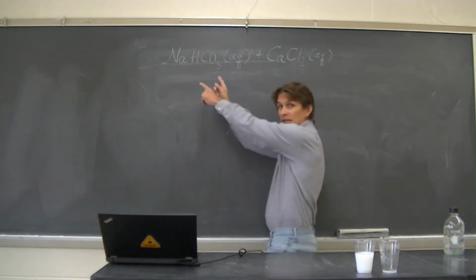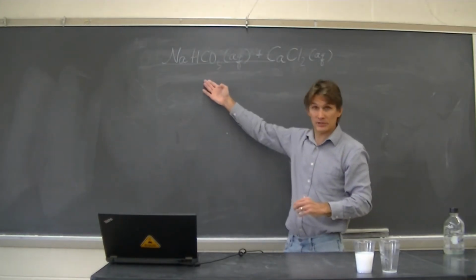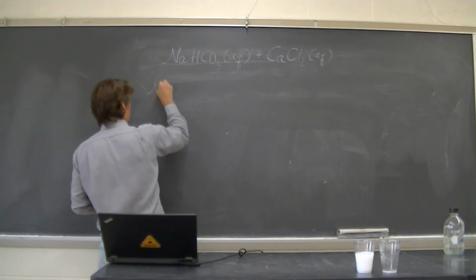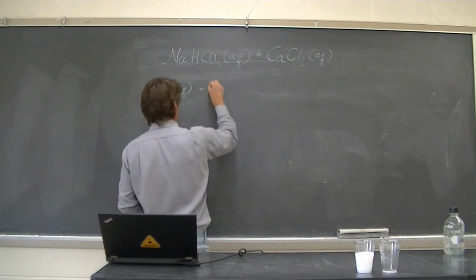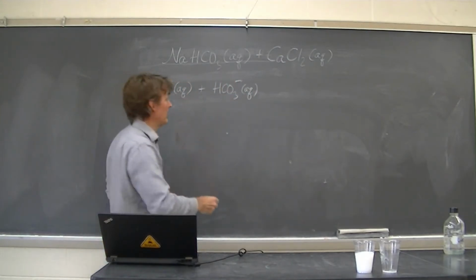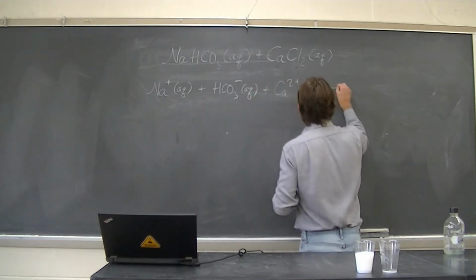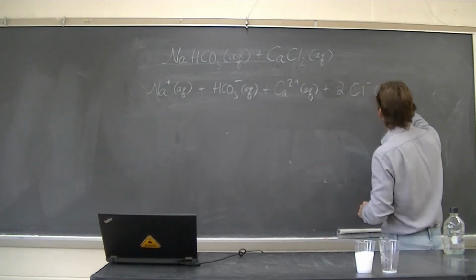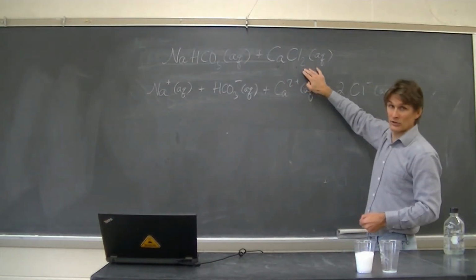I'm going to break each of these compounds up into their individual ions. They dissociate. It's an ionic substance that dissolves. It's going to be a strong electrolyte. So I'll go ahead and write here, I have sodium aqueous plus hydrogen carbonate aqueous. That comes from this. And when this dissociates, I'm going to get a single calcium ion. And I'm also going to get, whoops, this should be a plus, not an arrow, plus 2 chloride ions. I hope you see that. When this dissociates, I'm going to get a single calcium ion, and I'm going to get 2 chloride ions.